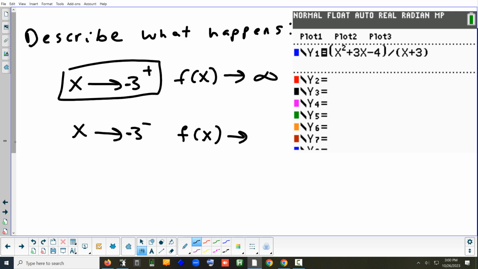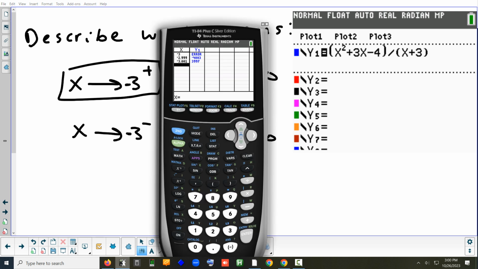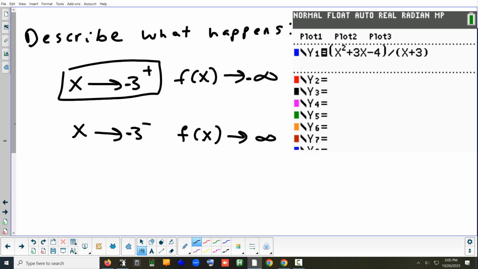Infinity. The y value, oh, did I forget my negative? Yeah, I said positive, but it was negative. So the top one is negative infinity, and the bottom one is positive infinity. So that's how you can figure out what happens. You don't have to use the table, but it's probably the easiest way.